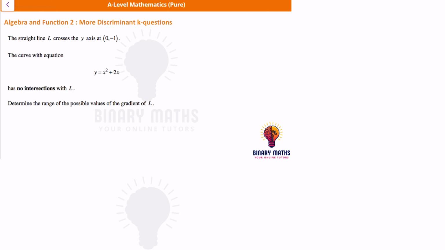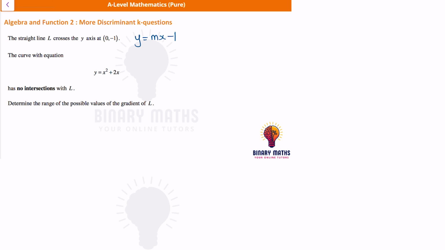Okay, the straight line L crosses the y-axis at (0, -1). So I know, because it crosses the y-axis at (0, -1), that a linear equation takes the form y = mx + c. So this equation must be of the form y = mx - 1. Okay, so I'll write that down as my equation of my line.